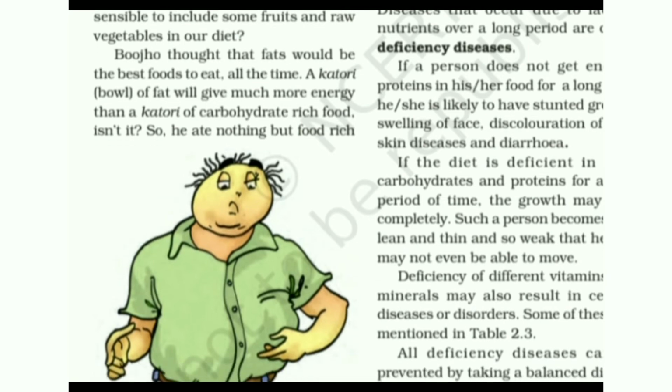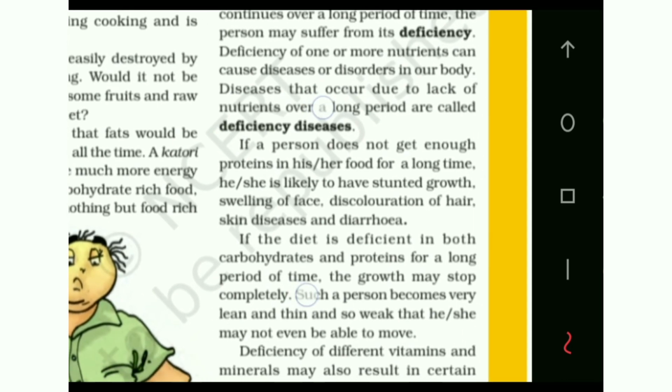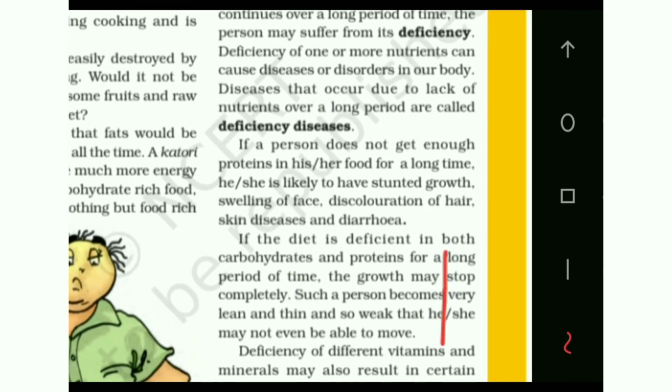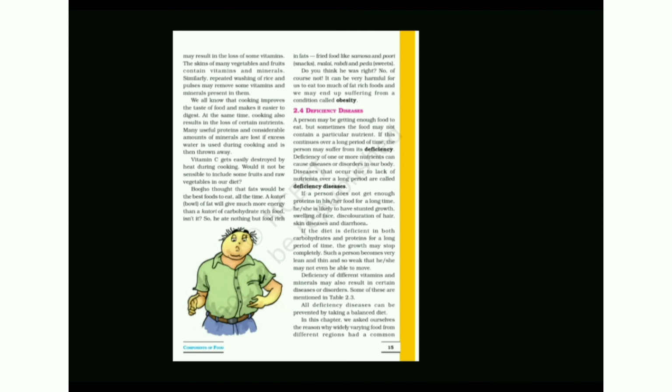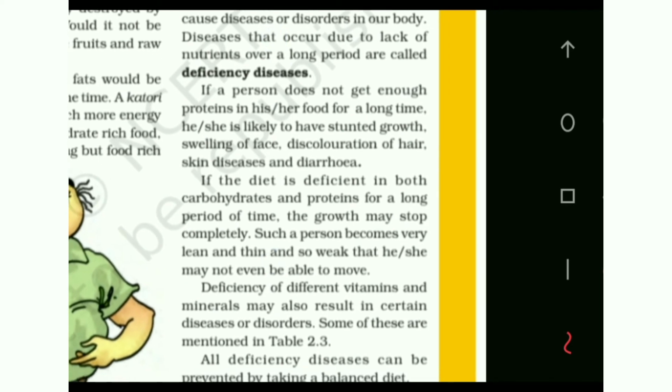So Bujjo thought that fat would be the best food to eat all the time. So a katori of fat will give so much more energy than a katori of carbohydrate-rich food, isn't it? Yes, we have learned that fat gives us more energy compared to carbohydrate. So he ate nothing but food rich in fat, right?